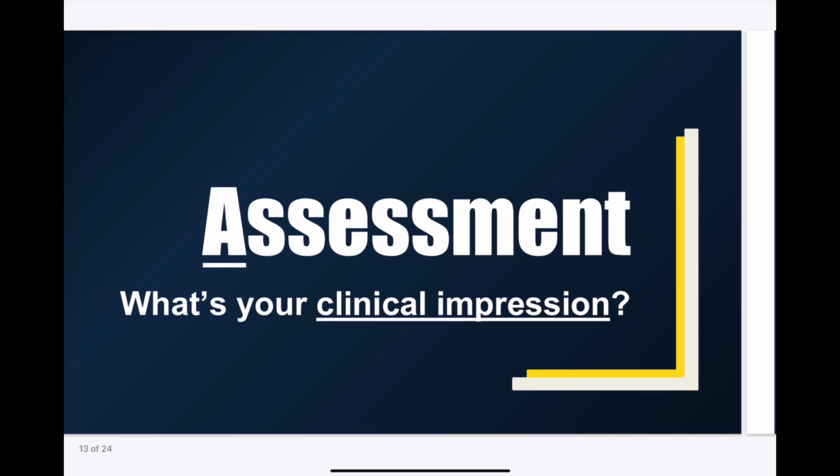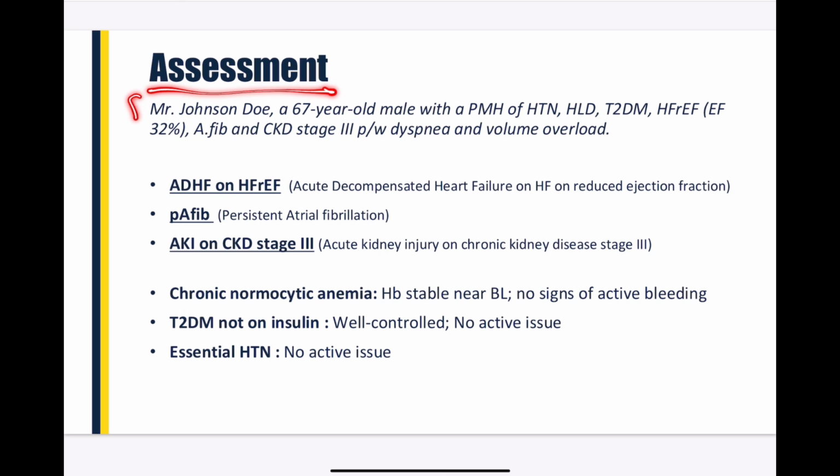Assessment. So here's my assessment, starting with the one-liner. Mr. Doe is a 67-year-old male with a past medical history of hypertension, hyperlipidemia, type 2 diabetes, HFrEF, AFib, and CKD stage 3, presenting with dyspnea and volume overload. So for this patient, all active problems include acute decompensated heart failure on chronic HFrEF, persistent atrial fibrillation without RVR, AKI on CKD stage 3, chronic normocytic anemia, non-insulin dependent type 2 diabetes, and lastly, essential hypertension.